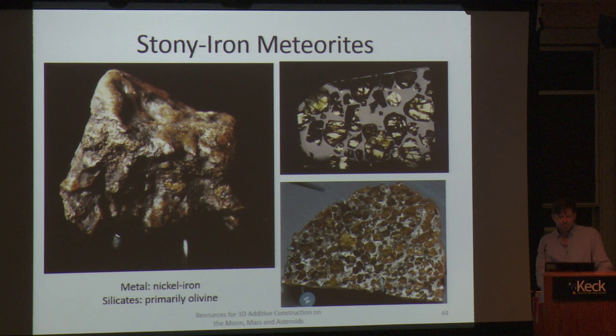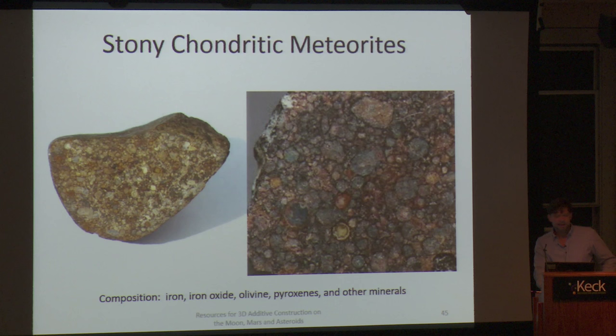Stony irons are believed to come from the mantle of this differentiated body, the mantle close to the core. So the minerals are olivine, which is a mantle mineral, and then the metal is a nickel-iron alloy. Then there are stony meteorites and stony asteroids. There are both chondritic and achondritic. Chondrites have little spheres found inside the meteorite, and we still don't really know what causes chondrites to form.